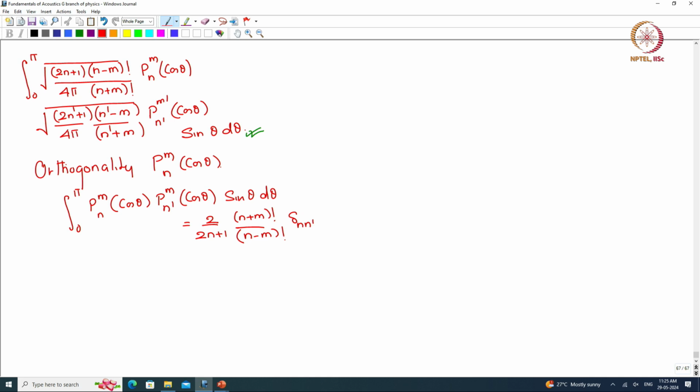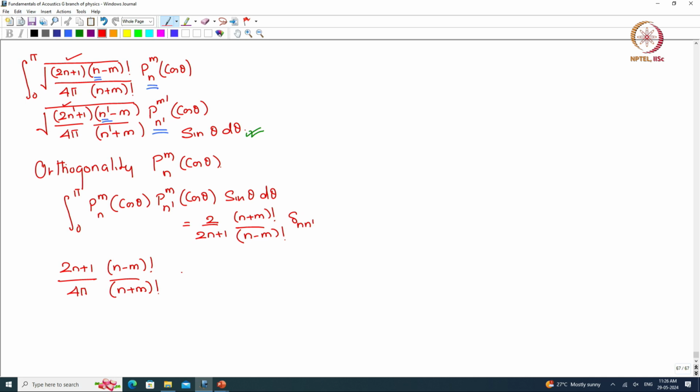Okay. So now if we do that, n and n' have to be the same. So this n' and this n have to be the same. So we get (2n+1) and (2n+1), the root here and the root here, divided by 4 pi. Then I have (n-m)! by (n+m)!. Both the roots are eliminating the square root.